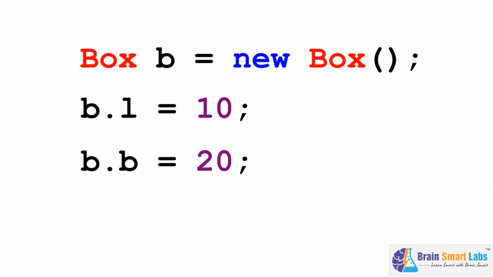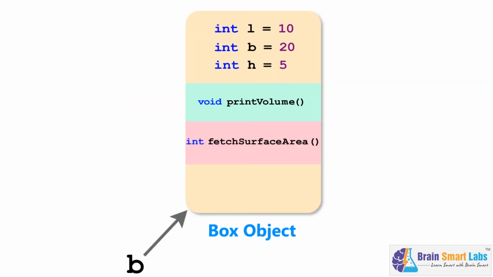Similarly, if I want to change the height of the box to 30 units, I need to say b.h is equal to 30. And boom, the variable by name h will get replaced with a new numerical value 30 as the above statement b.h is equal to 30 got executed.